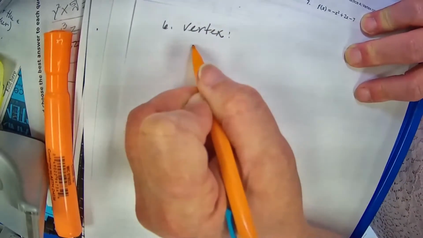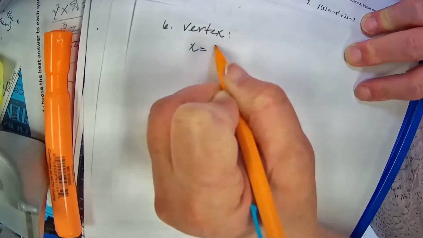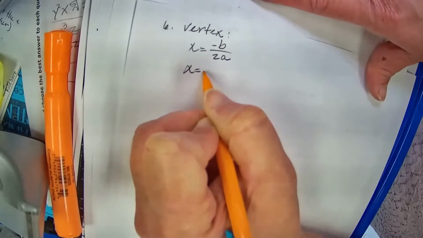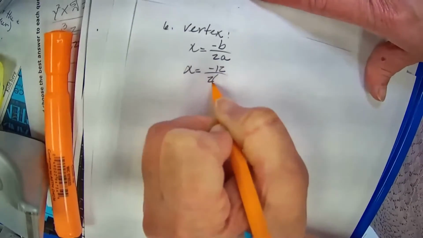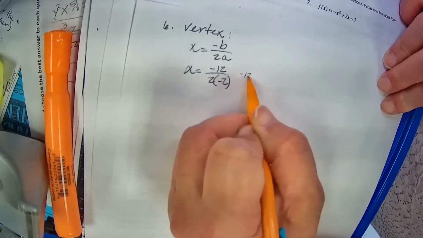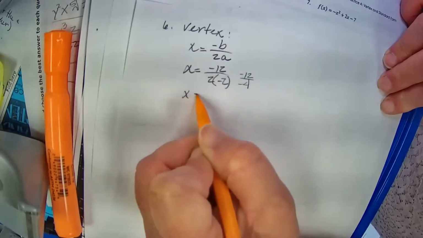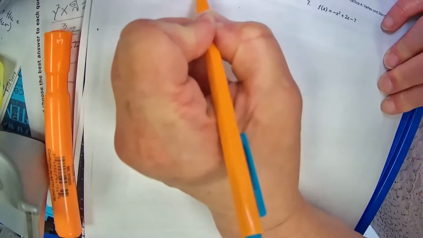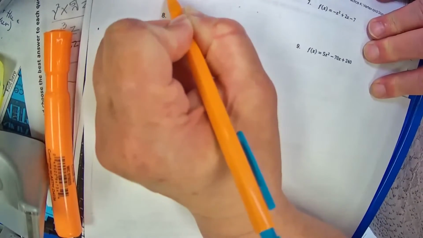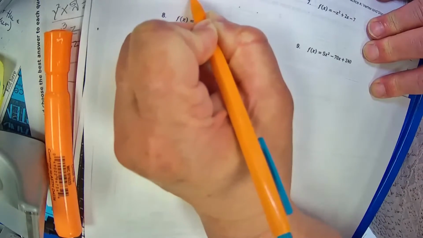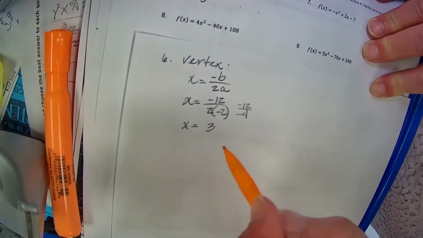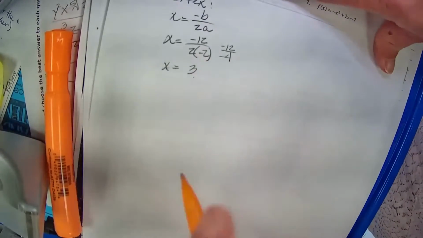Vertex. So x is the opposite of b over 2a, so that's negative 12 over 2 times negative 2, right? So that's negative 12 over negative 4, so my x is 3. So I'm going to put 3 comma, and then our axis of symmetry is going to be x equals 3, right? Because they share that.